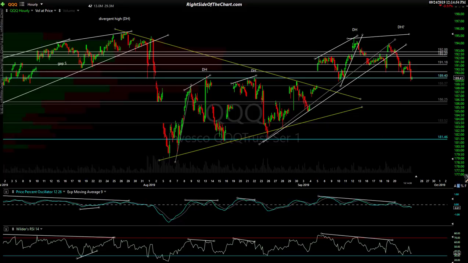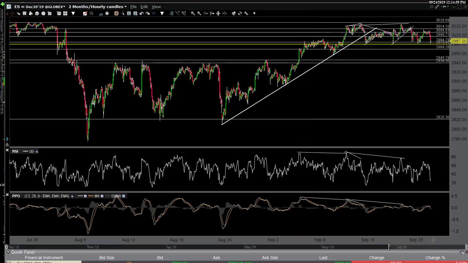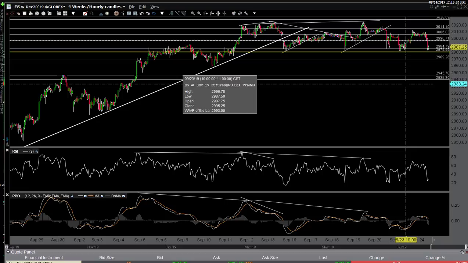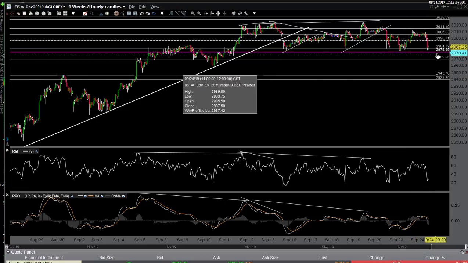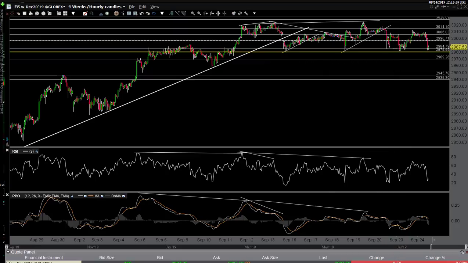Oh, and let's talk about ES as well. Again, in a vacuum, if you're trading ES or NQ, you might have taken that breakdown, but here it is on ES, and you can see 2980 is the level that I've had, and I highlighted that in recent videos and some of the screenshots that I've taken.